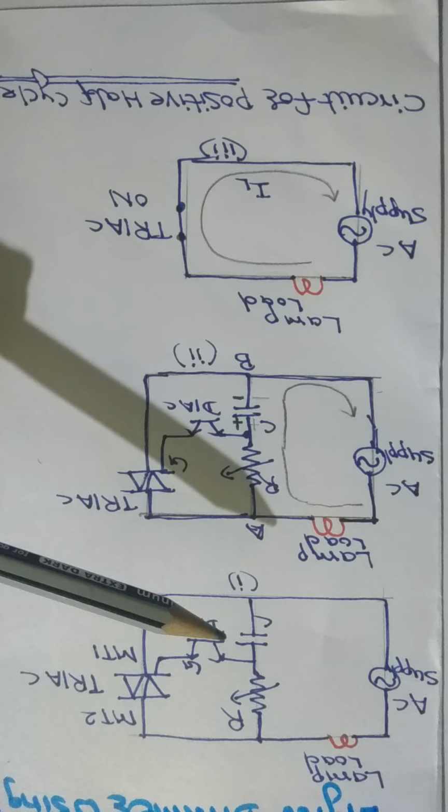Hello friends, we see the different topics in the last unit of power electronics. The first topic is the light dimmer using triac. Here, in the first step, the circuit diagram is to be drawn.